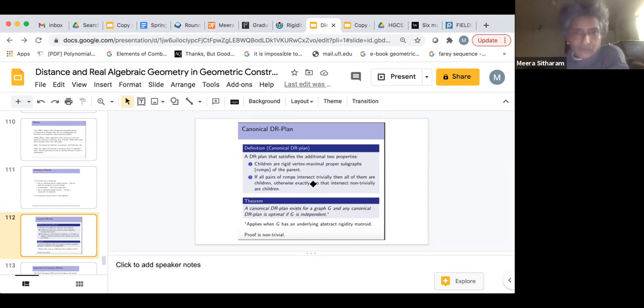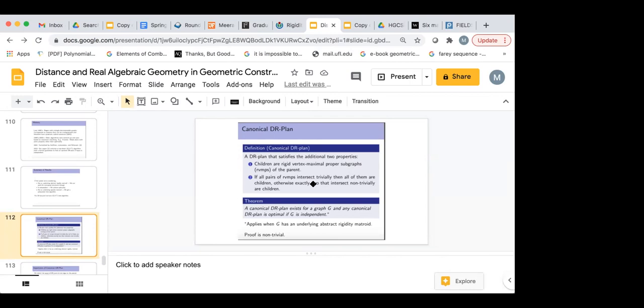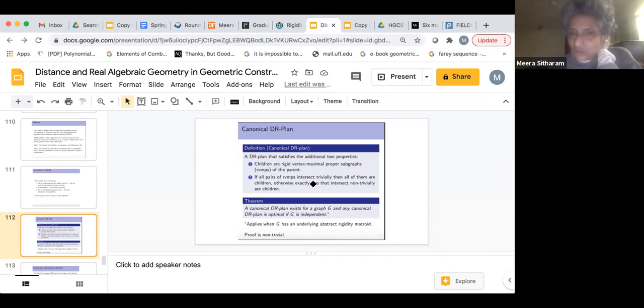Okay, so in the case of tree decomposable graphs, for example, the intersection between any pair is 1 vertex, and that's a trivial intersection. In 2 dimensions, in order to be a non-trivial intersection, the intersection should contain at least 2 vertices. And you know this condition from the abstract rigidity matroid: in general, if you have 2 rigid graphs and they intersect on D or more vertices, then the result is also rigid.